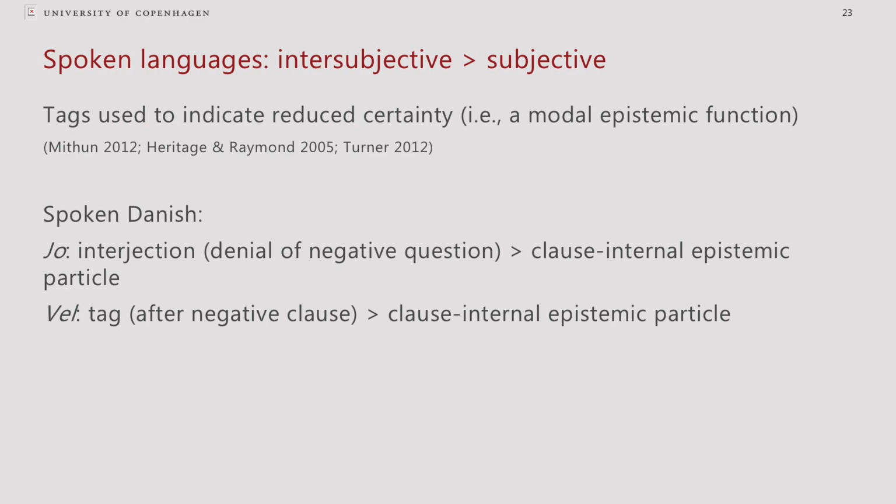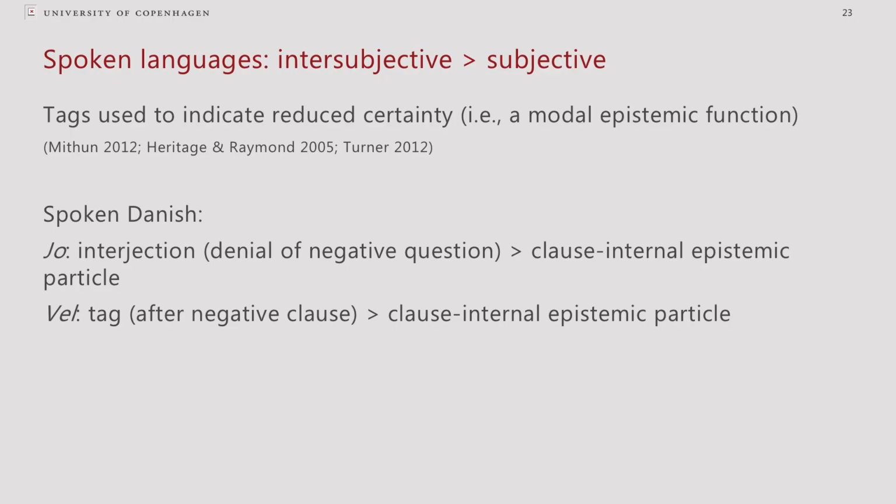And speakers of other Germanic languages than English know words that can be used for responses and as clause internal epistemic particles, or as a tag and clause internal epistemic particles. I mention here two words from spoken Danish, but German also has clear examples of that. So here, sign languages are not unique. This is a general feature in language.